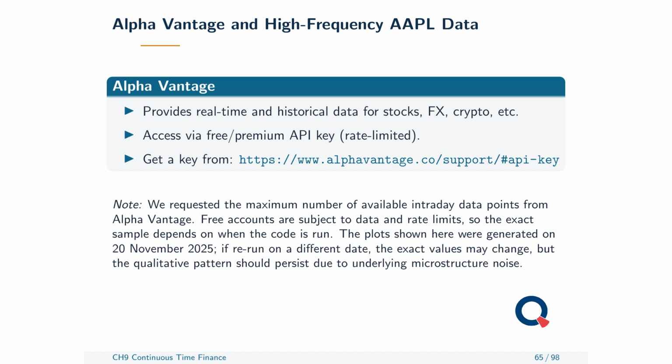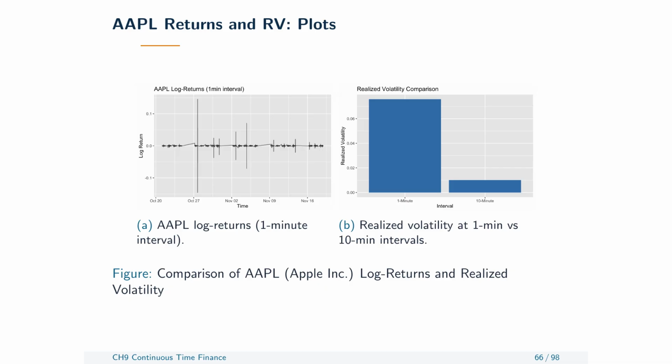The R illustration retrieves intraday Apple price data from Alpha Vantage, computes 1-minute log returns, aggregates prices to a 10-minute interval, and compares realized volatility. The 1-minute estimate is larger in the recorded example, consistent with microstructure contamination at the finer scale. Results depend on the retrieval date and account limits. An API key must remain private and must never be embedded in shared code.